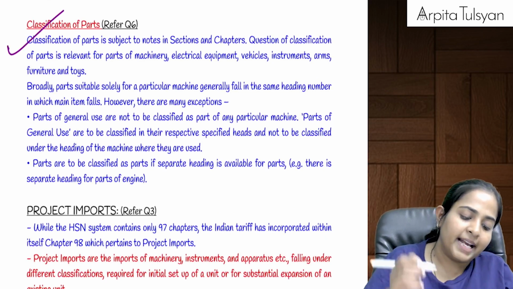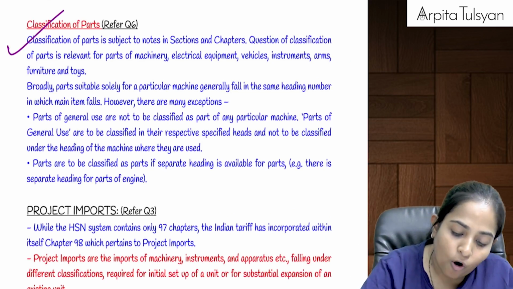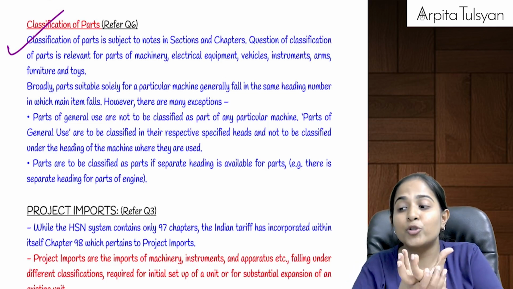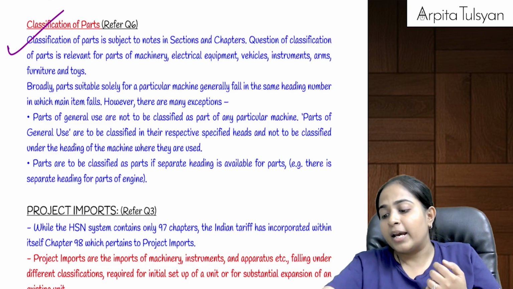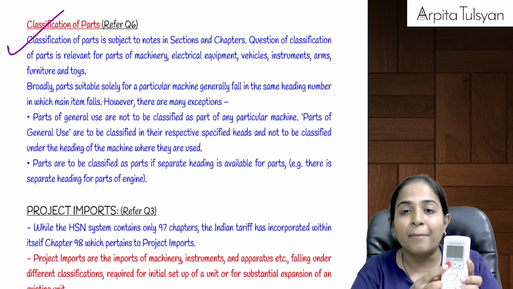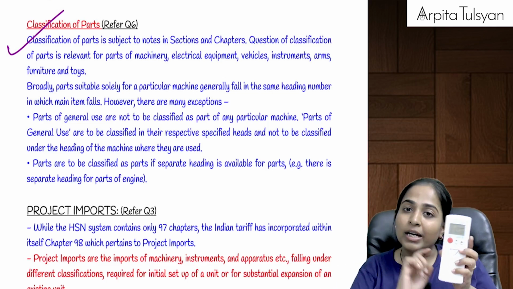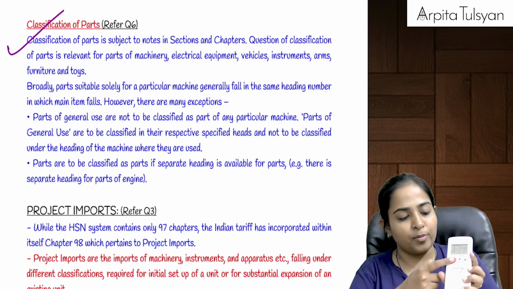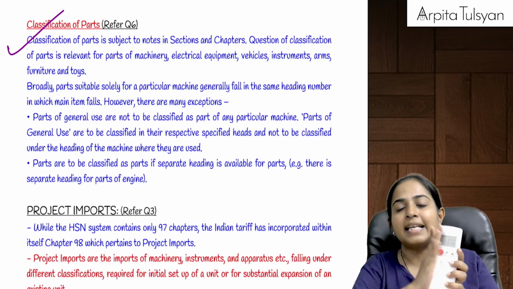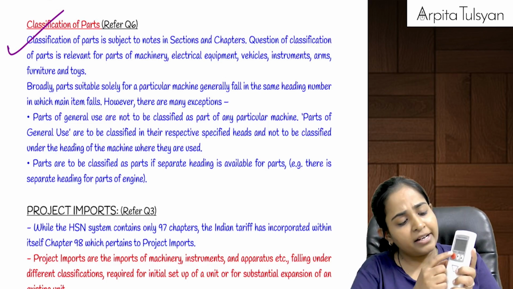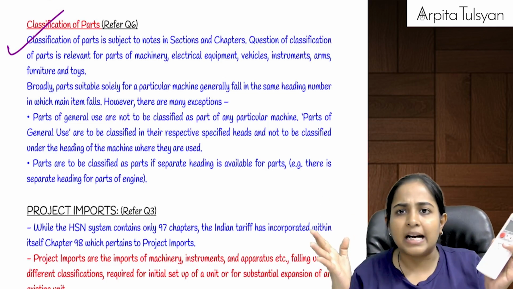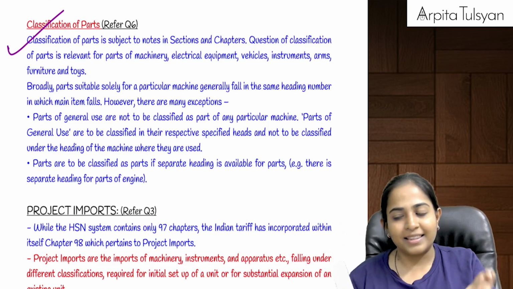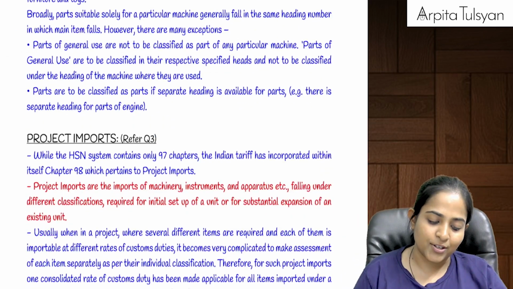Then the next one which talks about classification of parts. Now, if there is a particular part which can be used only with one machine, let's say a particular button which can be used only with this AC remote, then in such a case, this part will also be classifiable at the rate at which this AC remote is classifiable. But if this button can be used in many other things, then it will be considered as a separate item only. This is what is told in this classification of parts.